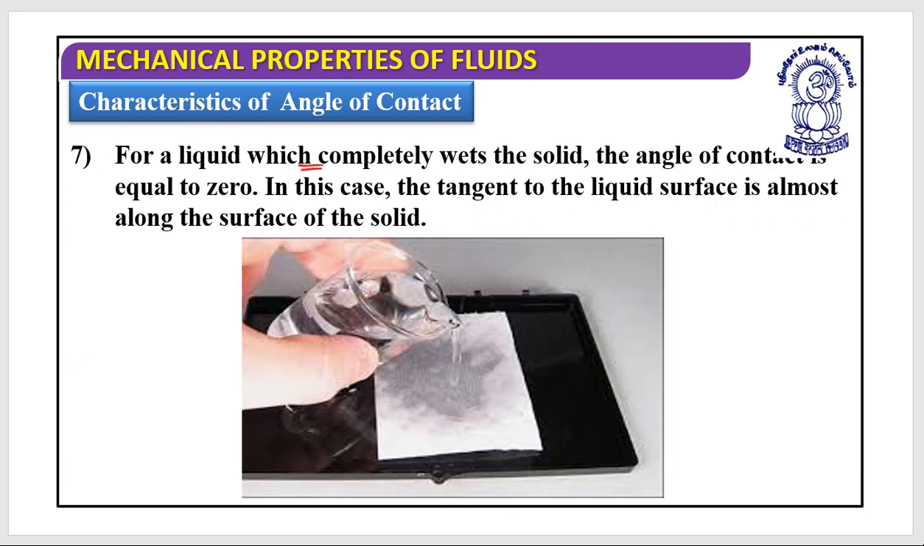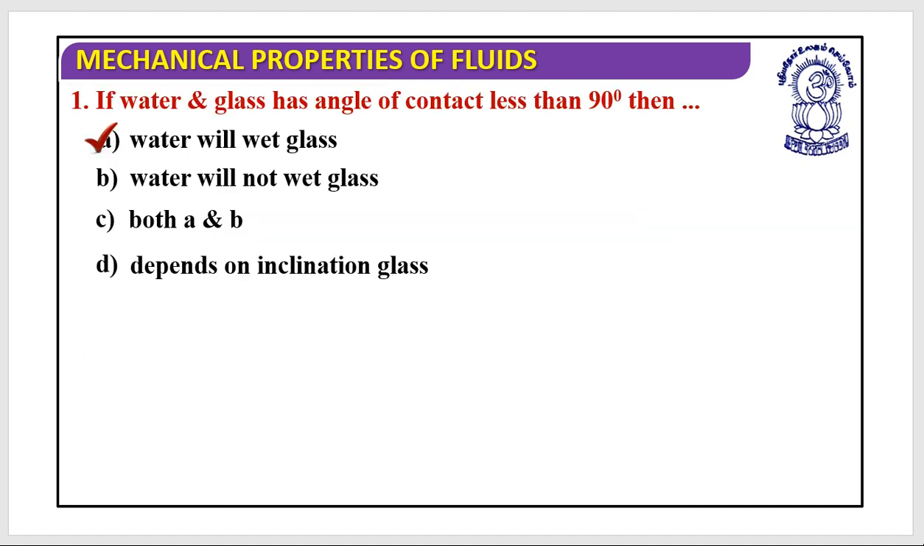And for a liquid which completely wets the solid, the angle of contact equals 0. In this case, the tangent to the liquid surface is almost along the surface of the solid. I hope this is clear. Is it clear? Are you sure? Great. Now let's look at this.